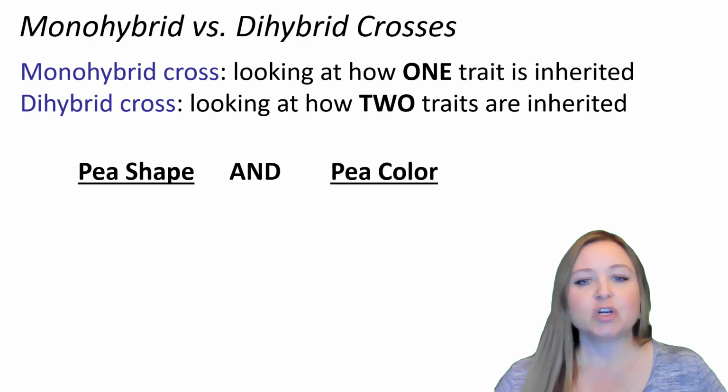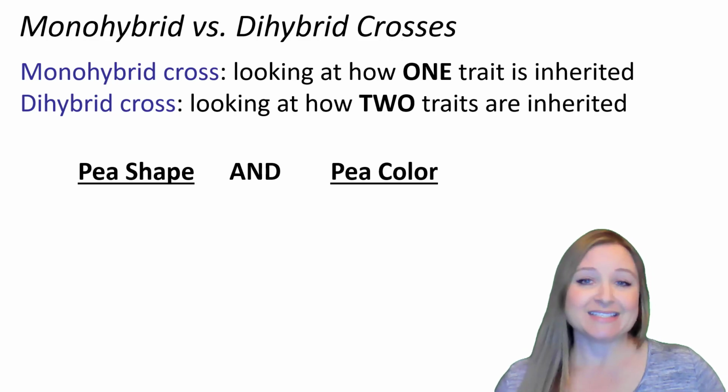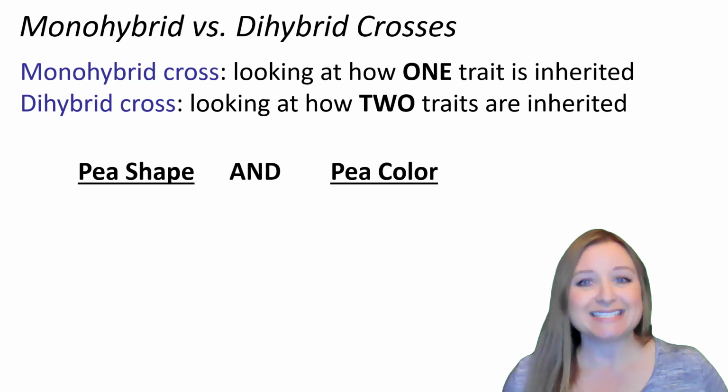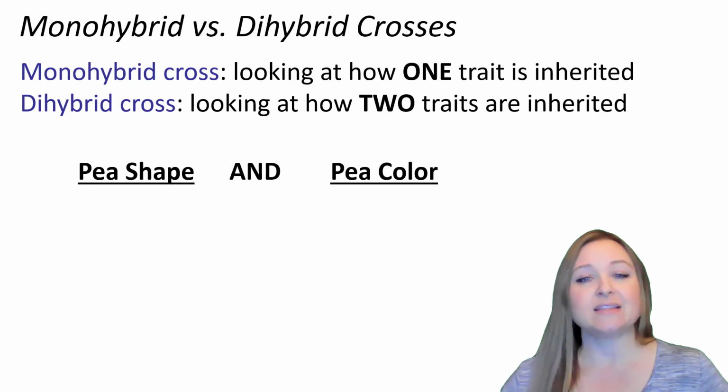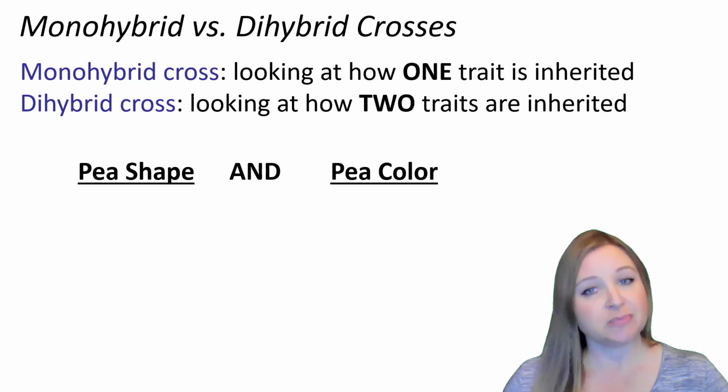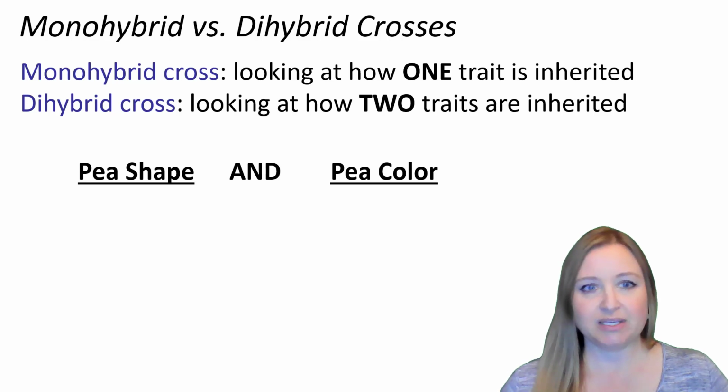And in this case, we're going to be looking at pea plants. We're going to do just like Mendel did when he did his dihybrid cross. So we're going to be looking at pea plants, and the two traits are going to be the shape of the pea and the color of the pea.